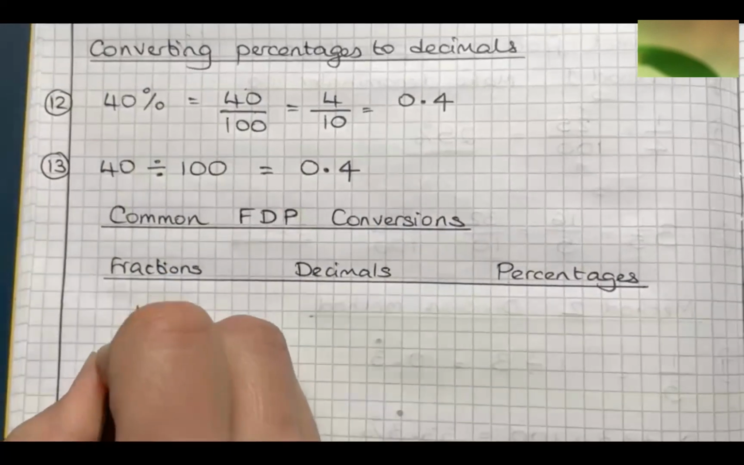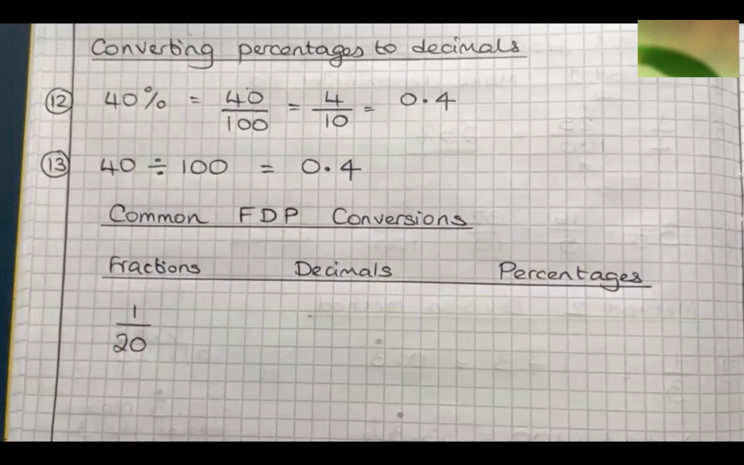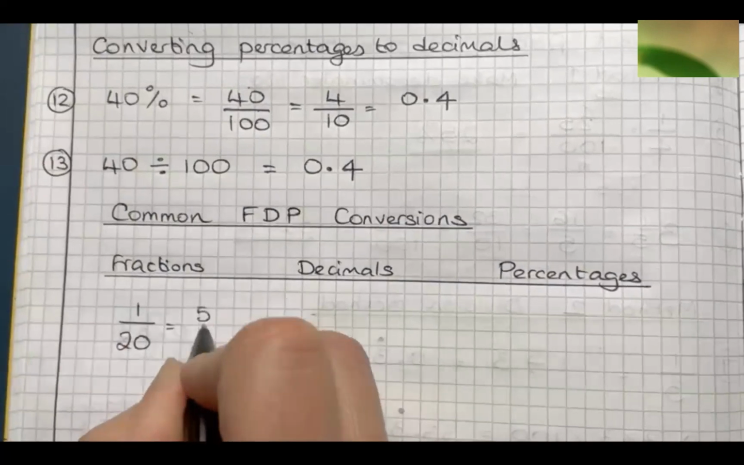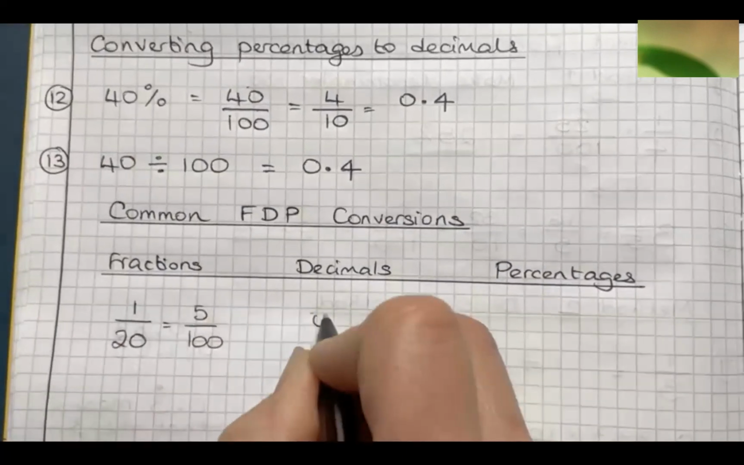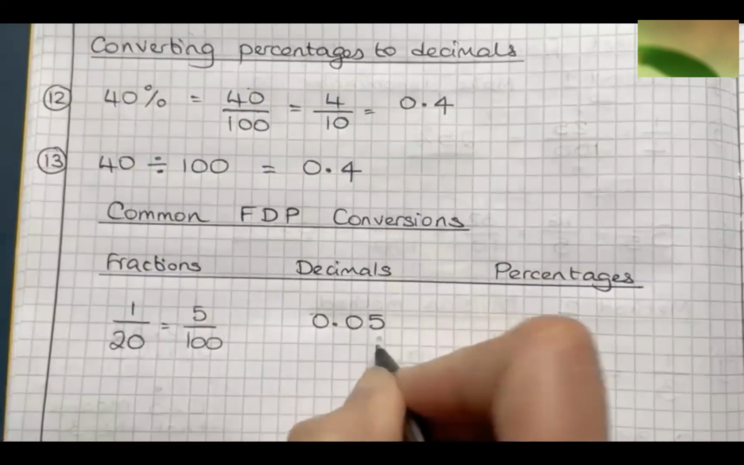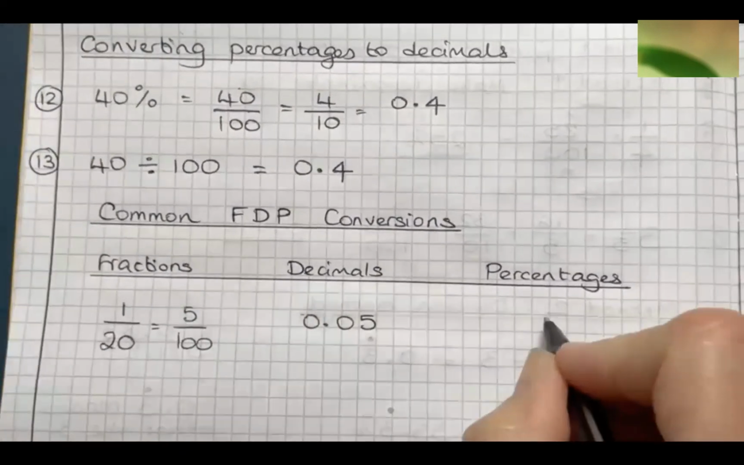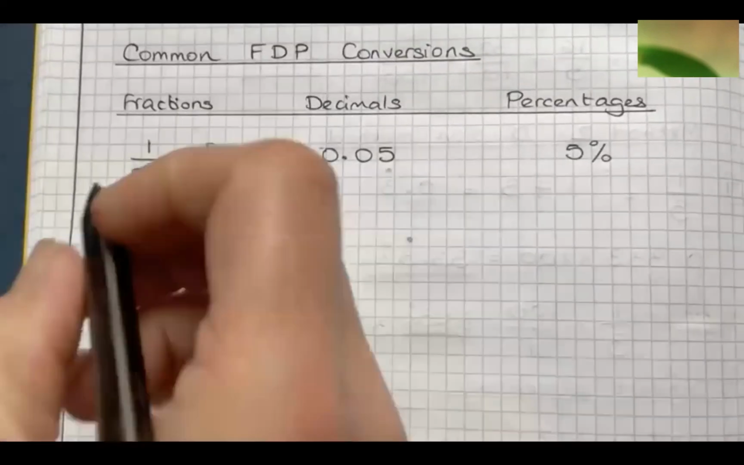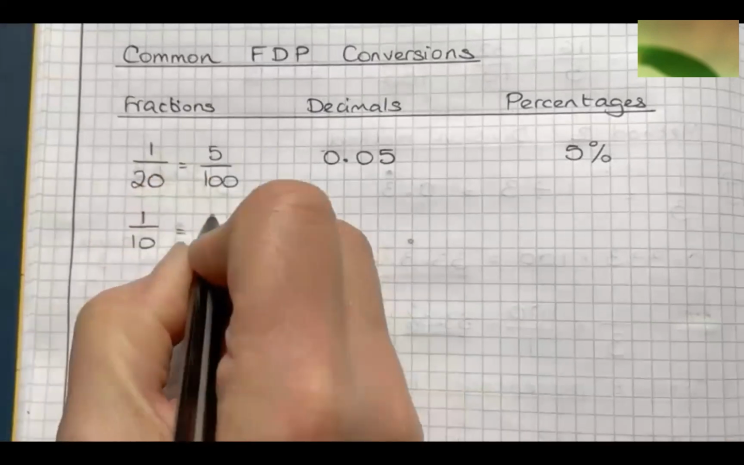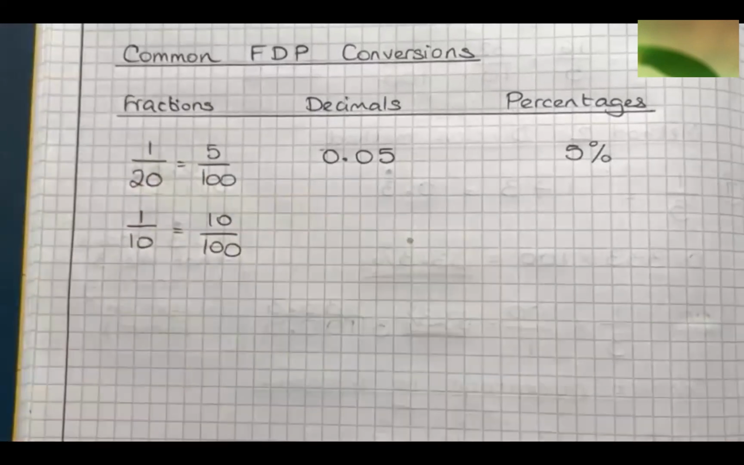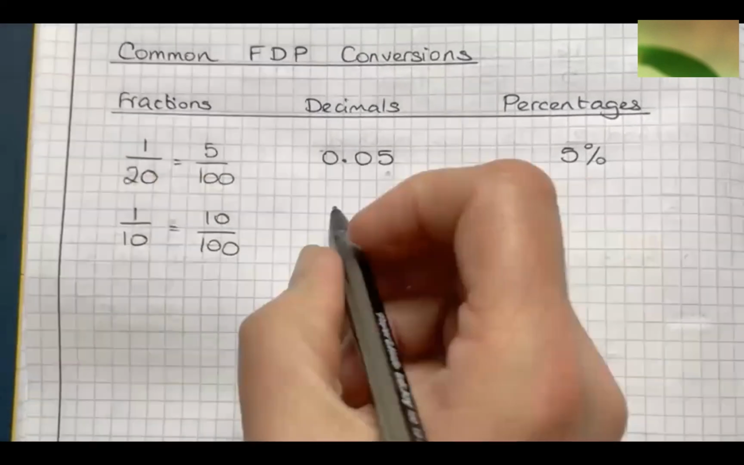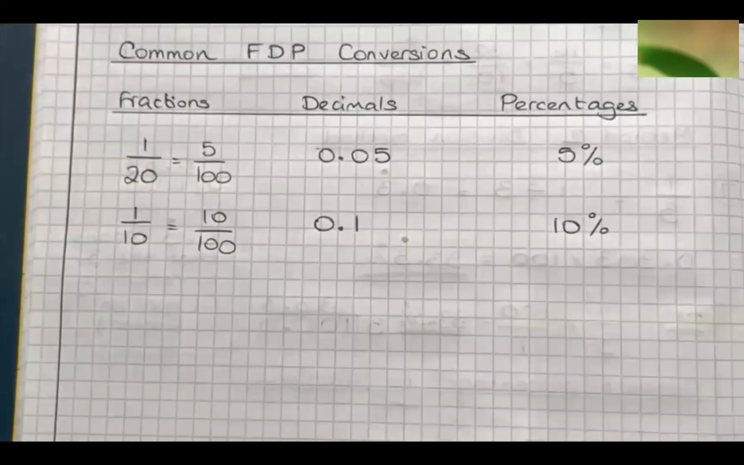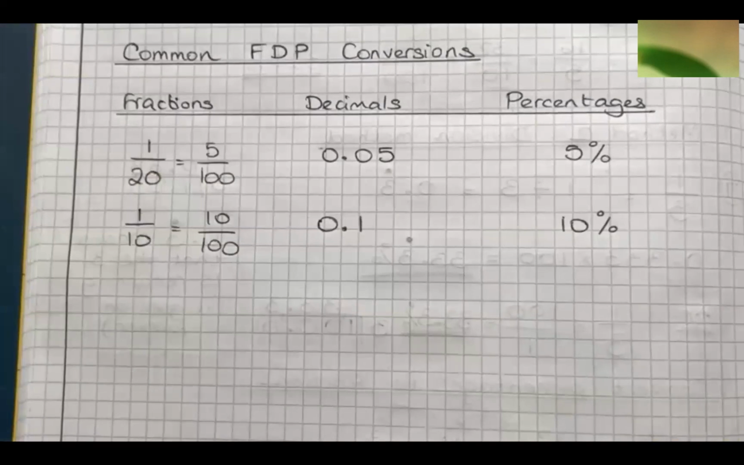So if we start with, say, 1/20, I can convert that into a decimal. I know that that's going to give me 5/100. So the number 5 in the hundredths column is 0.05. And as a percentage, it's going to give me 5%. Let's look at 1/10. Again, I can write that as 10/100 to get my percentage. 1 in the tenths column gives me my decimal, and 10/100 gives me my percentage.